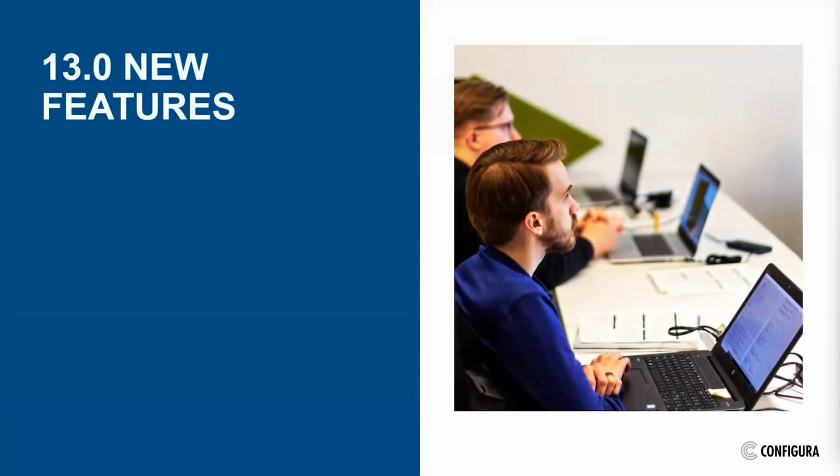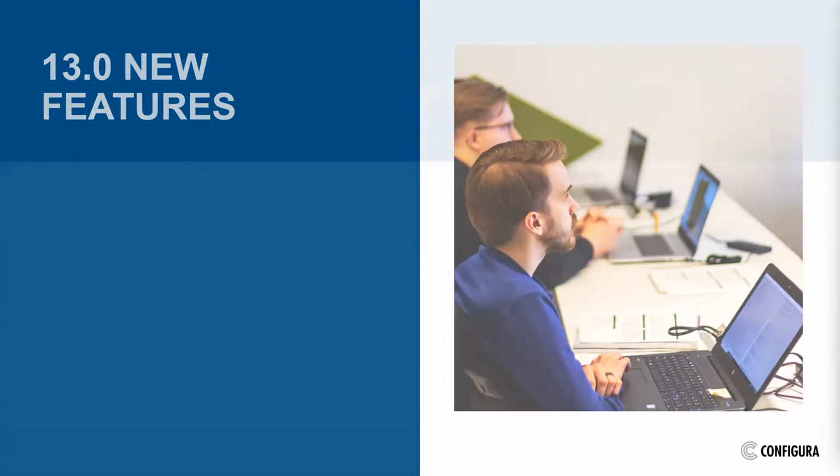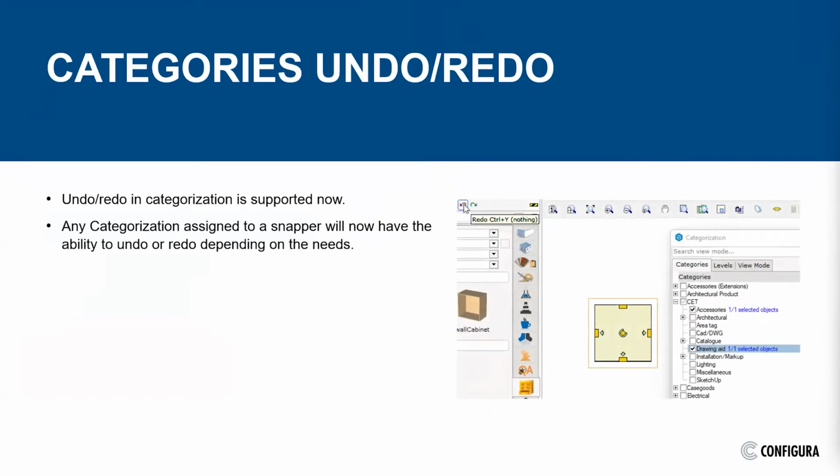Okay, with that, I will move on to the new features that we are going to introduce in CET 13.0. So the first one is that we are now supporting undo and redo in categorization. Any categories that are assigned to a snapper will now have the ability to undo or redo depending on the user's needs. As you can see on the animation shown on the right-hand side.